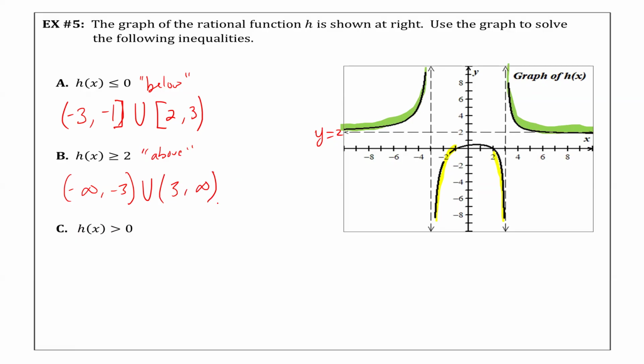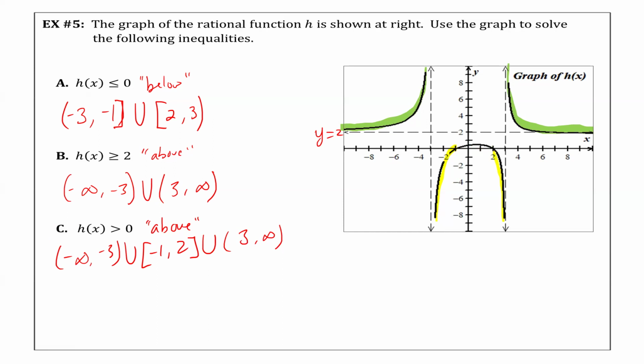Agree? All right. And then last, it says, when is h of x greater than 0? So now we're looking for when it's above 0. So it's here and we got to include this little piece. You see that guy? So now we have from -infinity to -3. And we have from -1 to +2 and 3 to infinity. Do we see the difference between B and C?